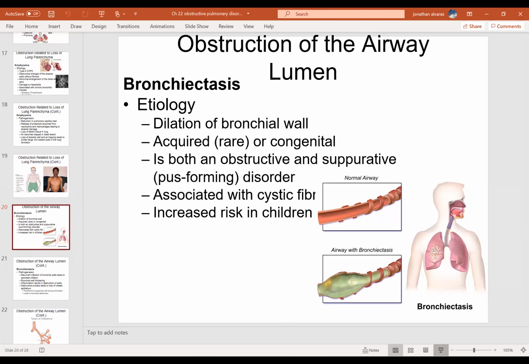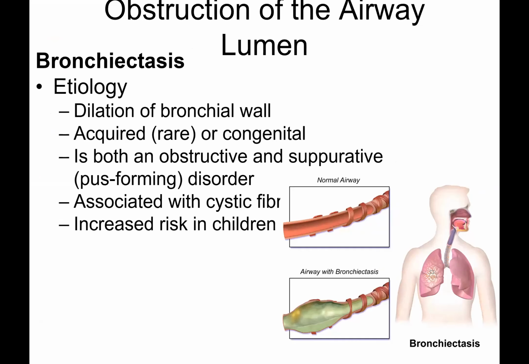Okay, bronchiectasis is the dilation of the bronchial wall. Here's a picture of that. So here's normal. Then all of a sudden you get this weird dilation of the bronchial wall. And it is obstructive, and it does create pus, right? So suppurative means you're going to get some fluid infiltration.